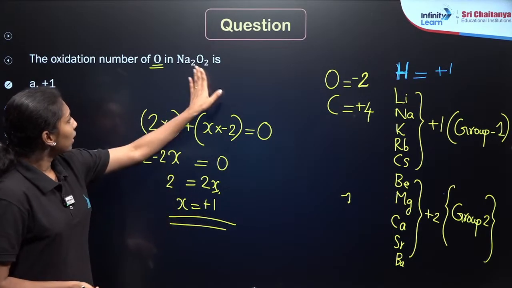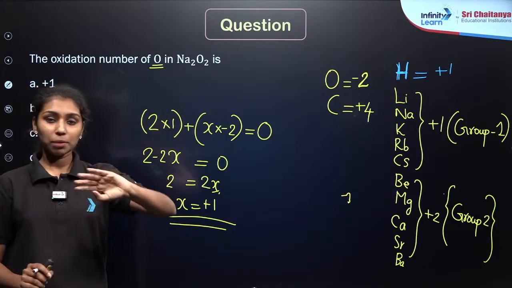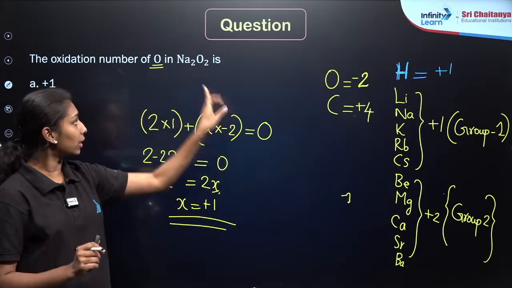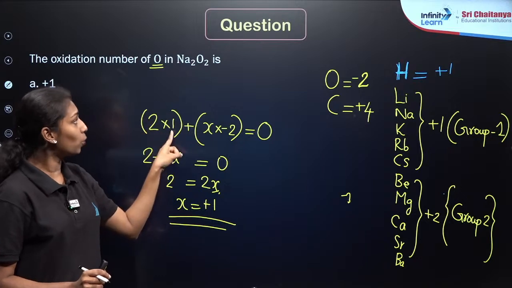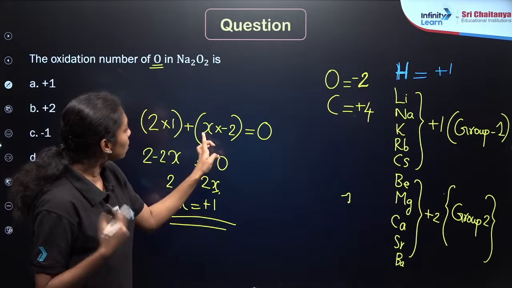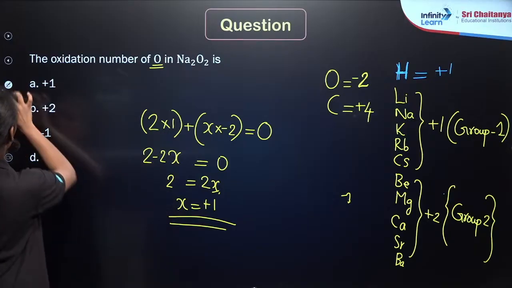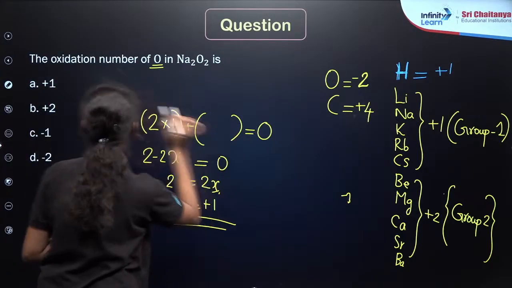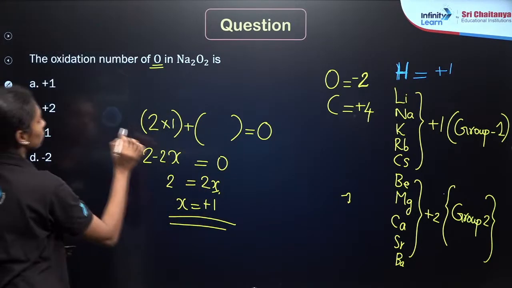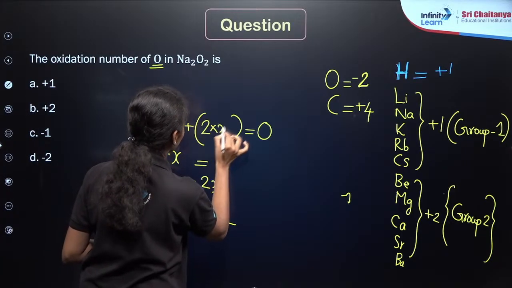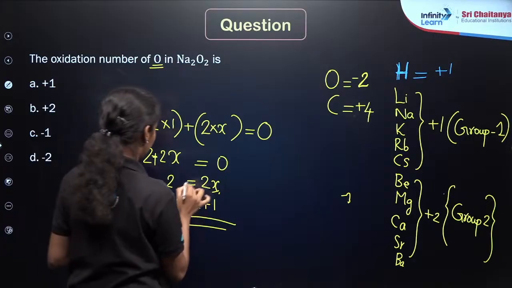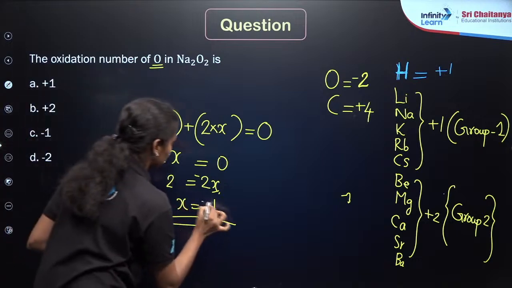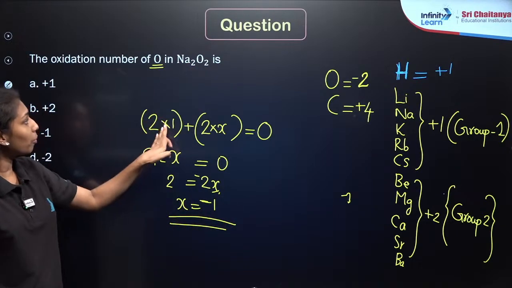Okay, is that clear? Na2O2 means, in the case of sodium, I have already mentioned that all group 1 elements have an oxidation number of +1. So sodium is a group 1 element having oxidation number +1. Here we have 2 sodium atoms, so it will be 2 into 1 plus x, where x will be the oxidation number of oxygen. In the case of sodium, 2 into 1 will be the total oxidation number of sodium.